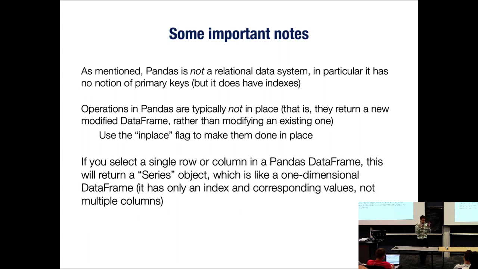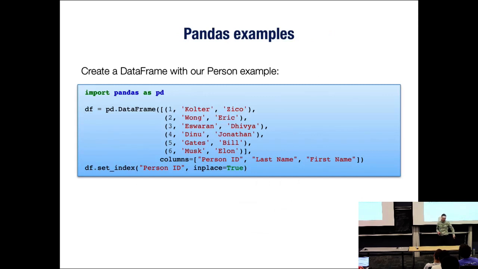They take a data frame and do something like set an index of it. But if I don't have in-place equals true, what it will do is return a new data frame that has that index set, but not touch the data frame itself. So data frame.setIndex will return a new data frame that is like the original one, but with person ID set to be the index. So if I don't set in-place equals true there, that's what I get.